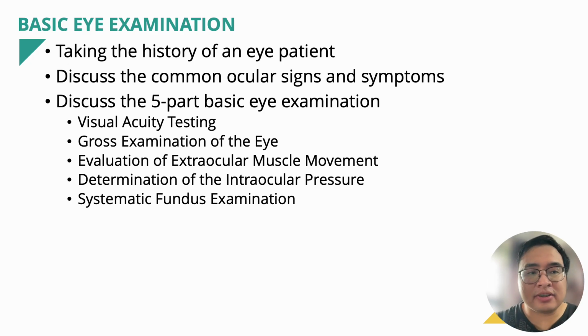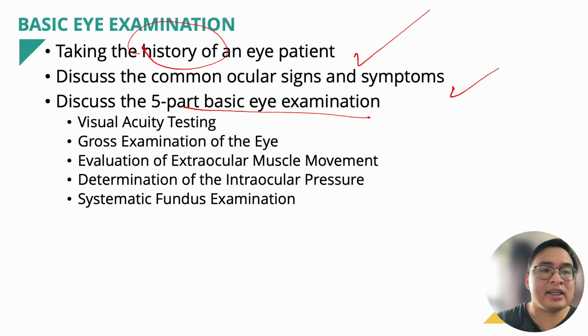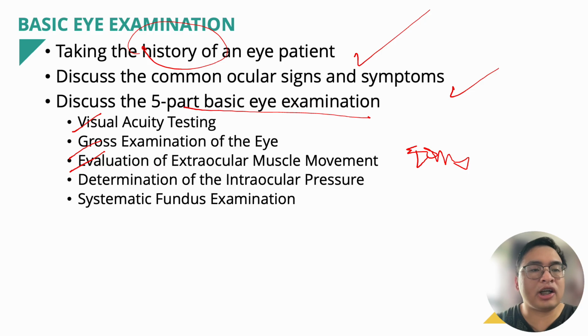Just like our other topics here, the eye exam could be divided between the history and the physical examination. Okay, so we're going to start first with the history. Then we're going to tackle some of the more common signs and symptoms that involve the eyes. And lastly, the basic eye exam could be divided into three, and I want you to memorize the order of these steps. First is visual acuity testing, followed by gross examination, evaluation of extraocular muscle movement or EOMs, determination of the intraocular pressure or IOP, and lastly, the fundal examination.